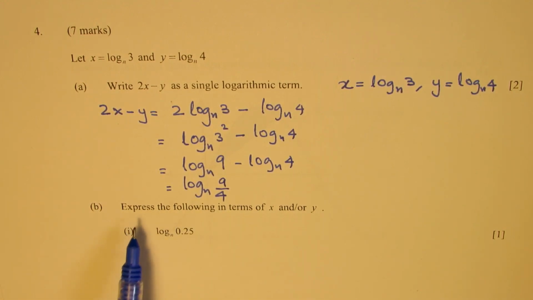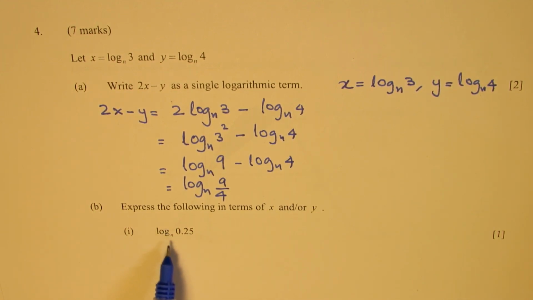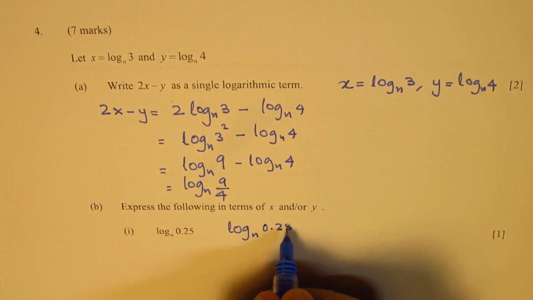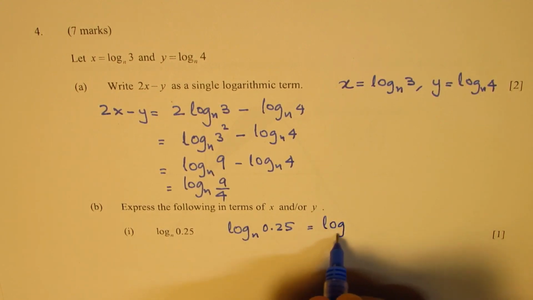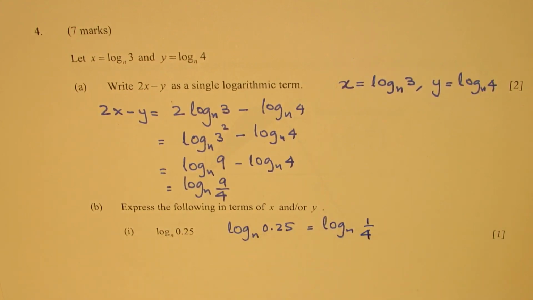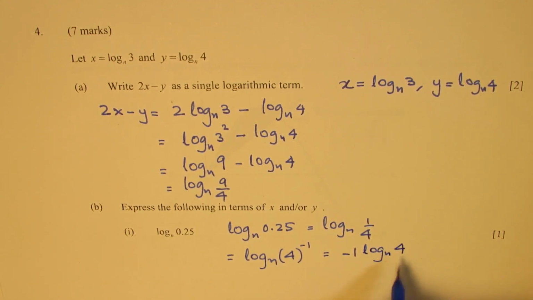Part B is express the following in terms of x and/or y. The first one is log to the base n of 0.25. Now log to the base n of 0.25, which is the same as log to the base n of 1 over 4, right? So 0.25 is 1 over 4. We could write this as log to the base n of 4 to the power of minus 1, or minus 1 times log to the base n of 4.